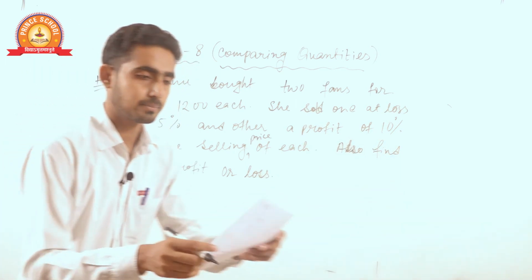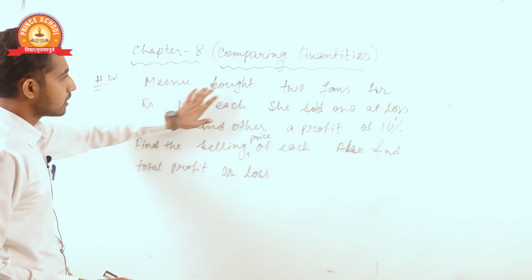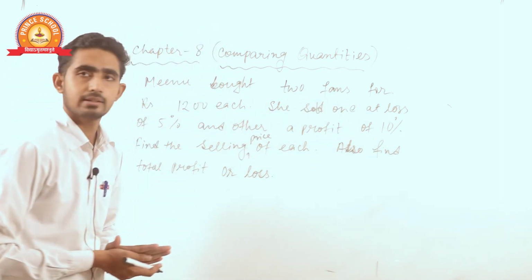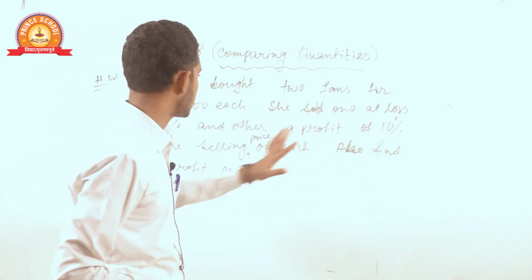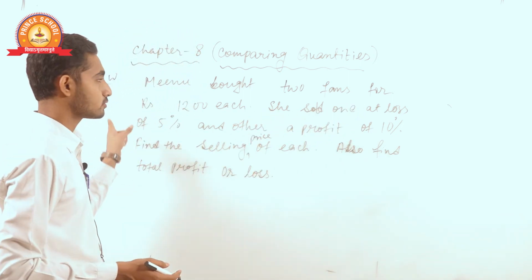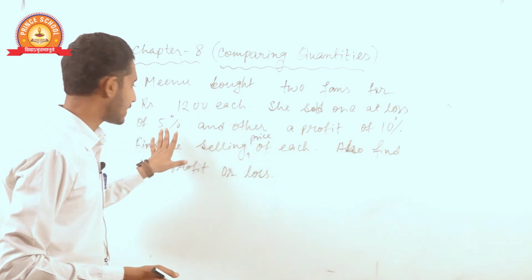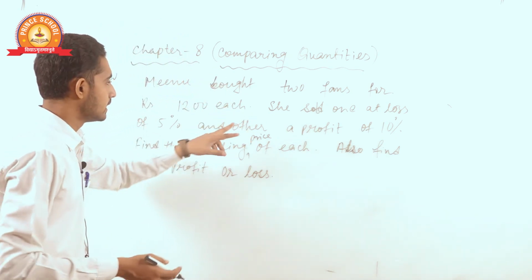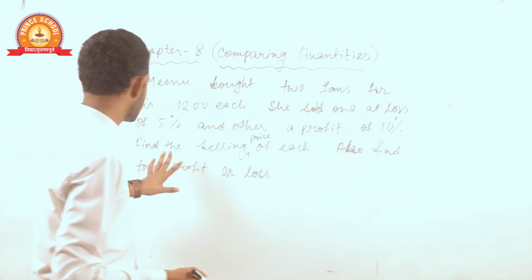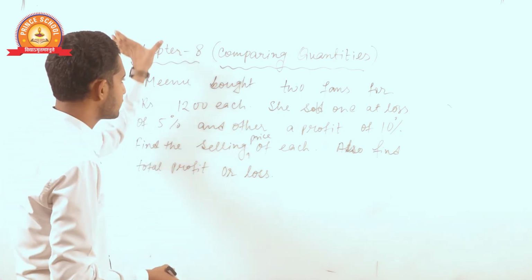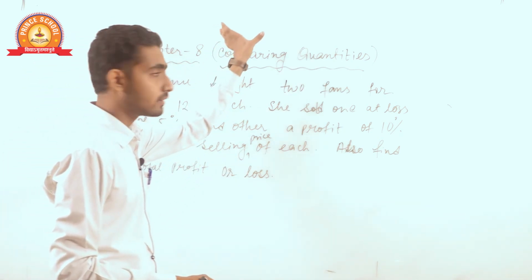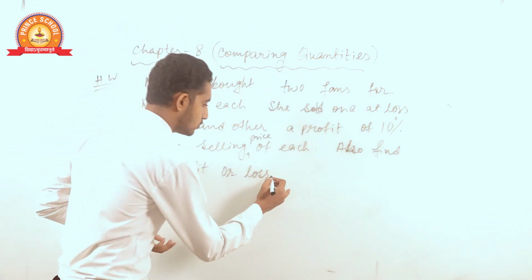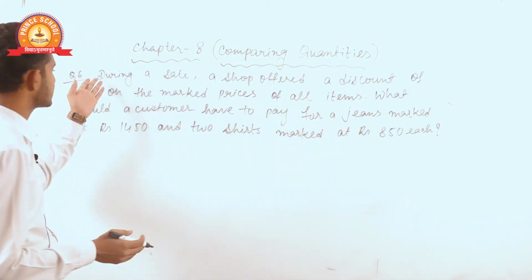Okay, I will explain again. Minu bought 2 fans for rupees 1200 each, okay, and she sold one at a loss of 5%. In the previous question 4% was given, and in this question just 5%, only the data is changed, the concept is the same. The other at a profit of 10%. So find the selling price. First of all, you have to find out for the first fan, after that for the second fan, after that you have to find out the total cost as it is. This is your homework. Let's come to question number 6.